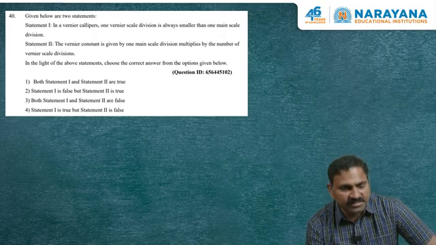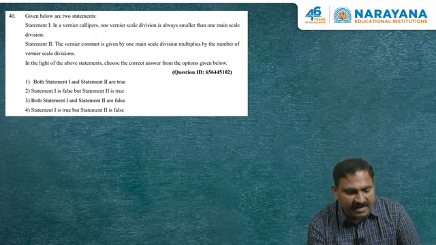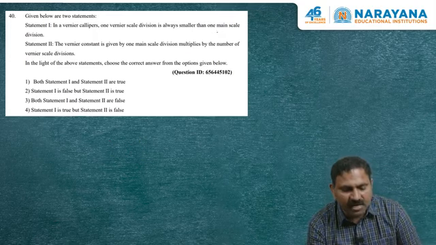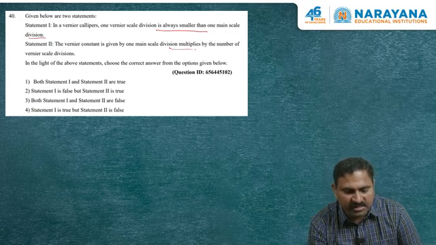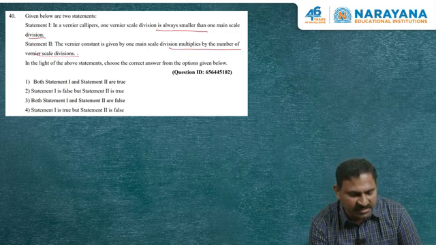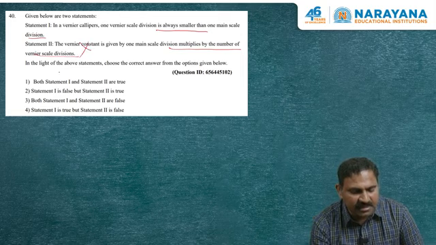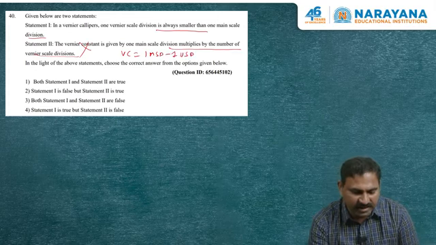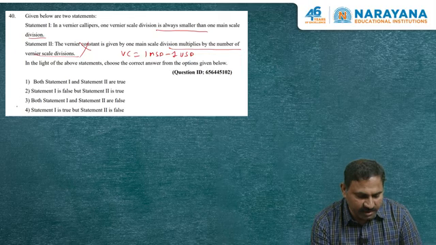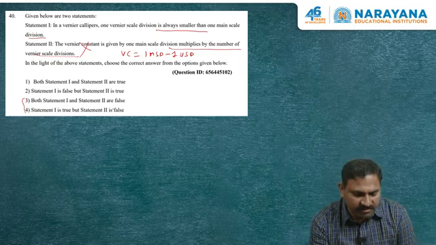This is also an assertion reason question. In vernier calipers, one vernier scale division is always smaller than one main scale division. The vernier constant is given by one main scale division multiplied by the number of vernier scale divisions. Clearly the second statement is wrong. Usually the vernier constant is one main scale division minus the value of one vernier scale division. So the second statement is clearly false. So we can go for answers either 3 or 4 where the false statement is given with the second one.